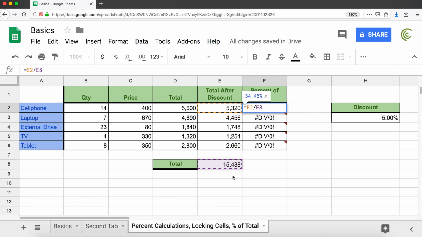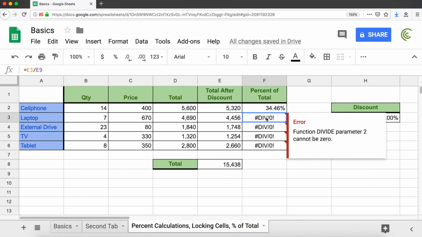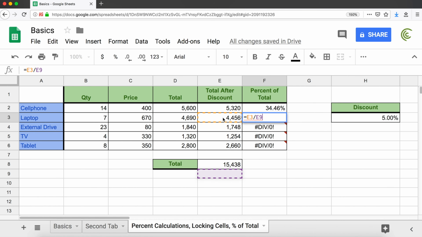And blank is treated as 0. So we divide by 0, and you're not allowed to divide by 0. So we get a division by 0 error. But what we really wanted in this cell was to take this number and divide by this total again. That should have been E8 all over again.